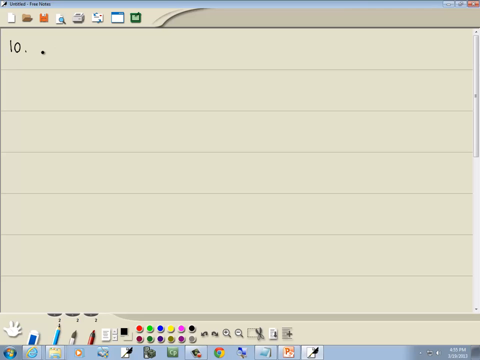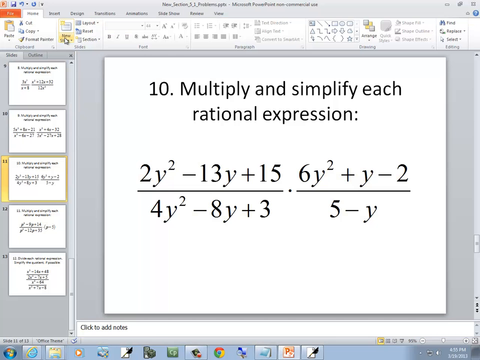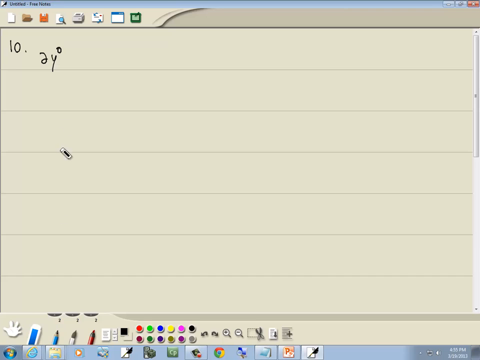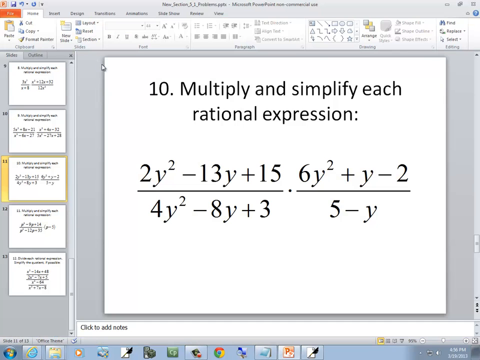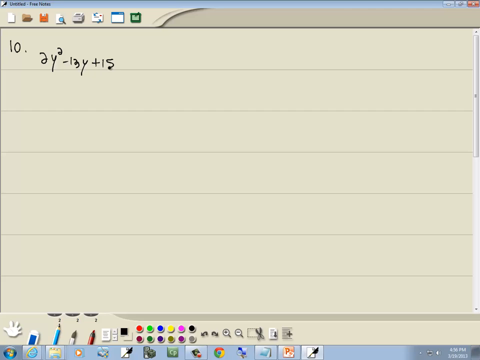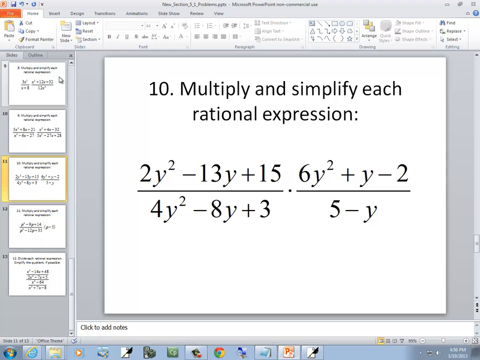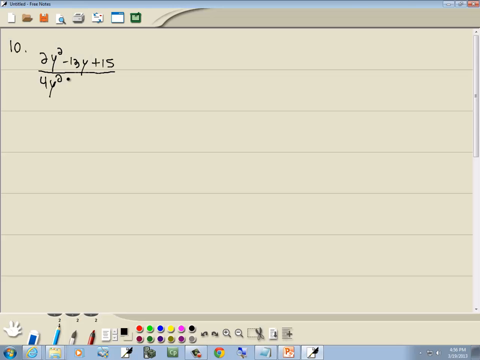Okay, so we got 2y squared minus 13y plus 15 over 4y squared minus 8y plus 3 times 6y squared plus y minus 2 over 5 minus y.